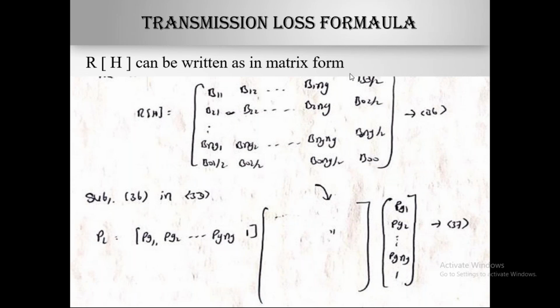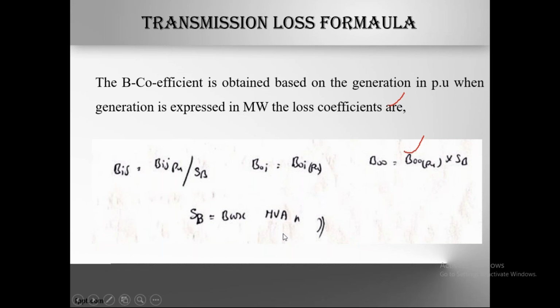Right. Now, what are the different types of B coefficient? Here we have the B coefficient in the matrix. So how can we indicate it in different forms, and what are the units of these B coefficients in the power loss equation that we see in the next slide? These different types of B coefficient are obtained based on the generation per unit.